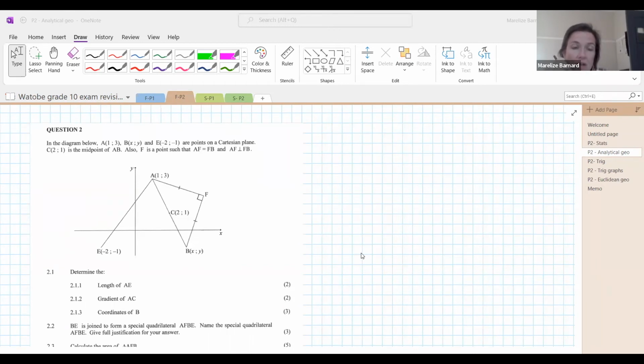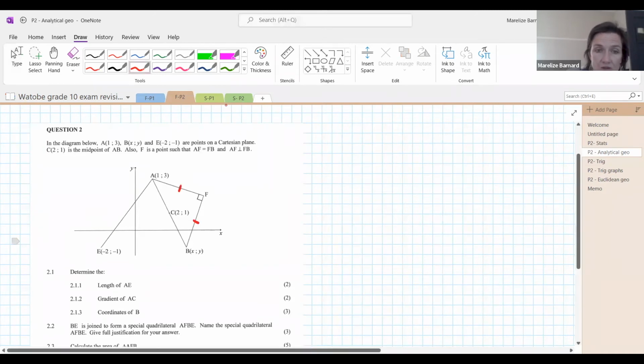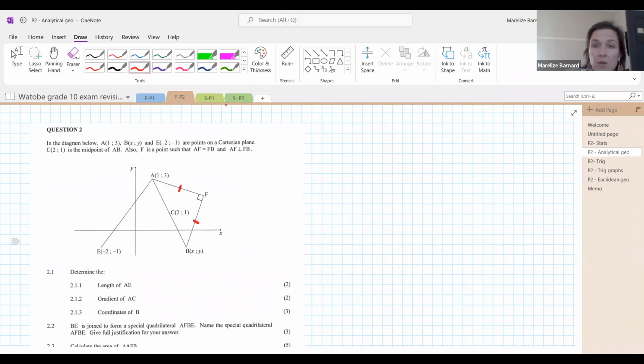Okay, so now remember with your analytical geometry, just start noting very important things and make sure that everything that's written down is also transferred to your sketch. So it says here that AF is equal to FB, great. So those two sides are equal in length, and AF is also perpendicular to FB. Don't know where we're going to use that, but it seems important.